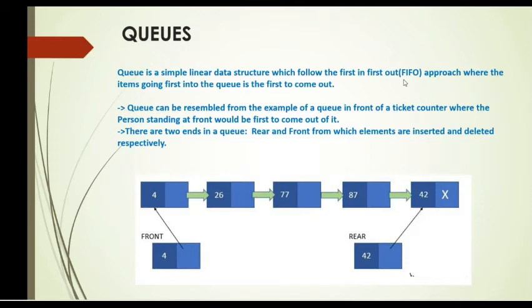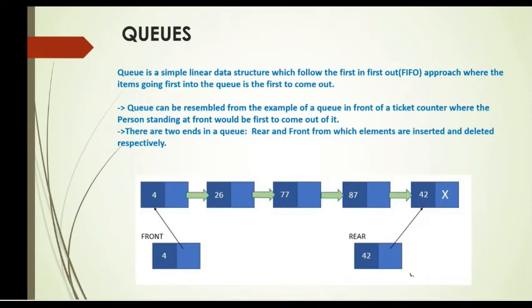What it actually means is that if you enter an element into the queue first, it would be the first to come out of it. Suppose you take a real life example of a queue standing in front of a ticket counter. If a person goes to buy the ticket first, he would be the first one to get it and come out of the queue, while the last person to enter the queue would be the last one to come out of it.